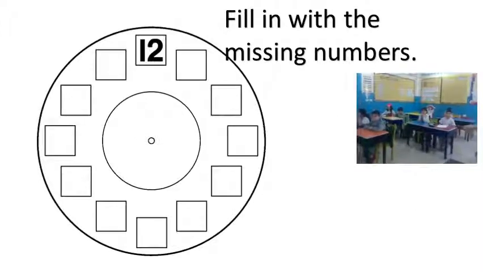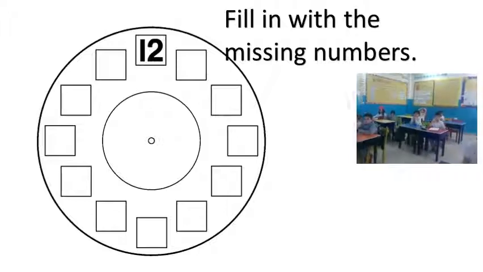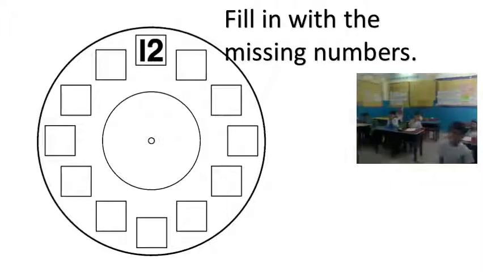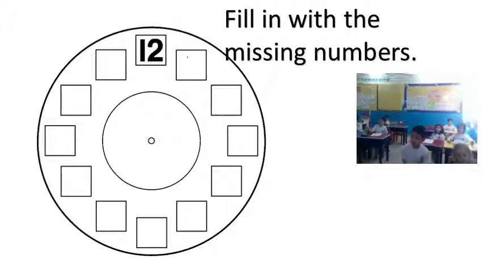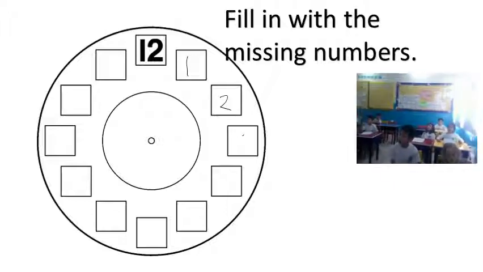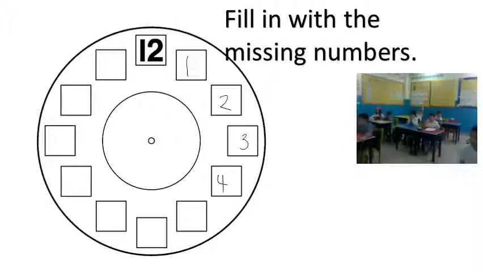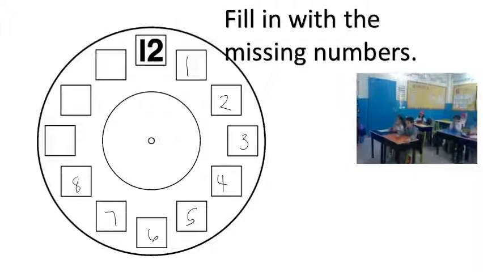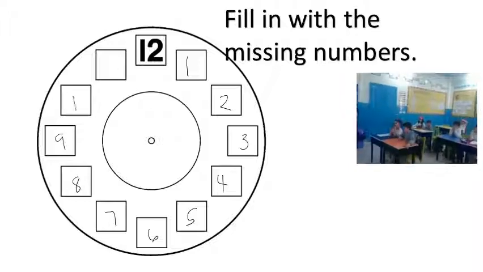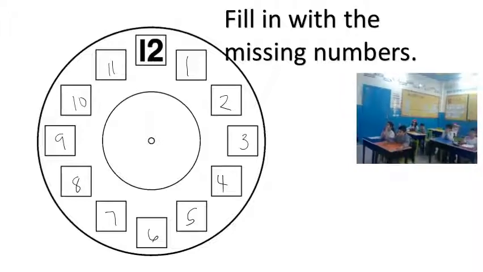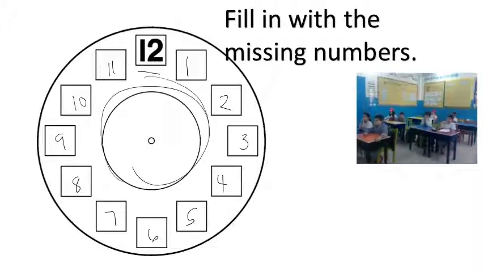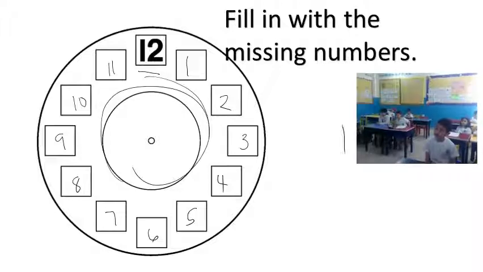So here is our clock. We need to fill in the missing numbers. So we start with which number? 12, that's right. And then after 12 it's? 1, 2, 3, 4, 5, 6, 7, 8, 9, 10, 11, 12. And these numbers represent what? The hours in the day, that's right.